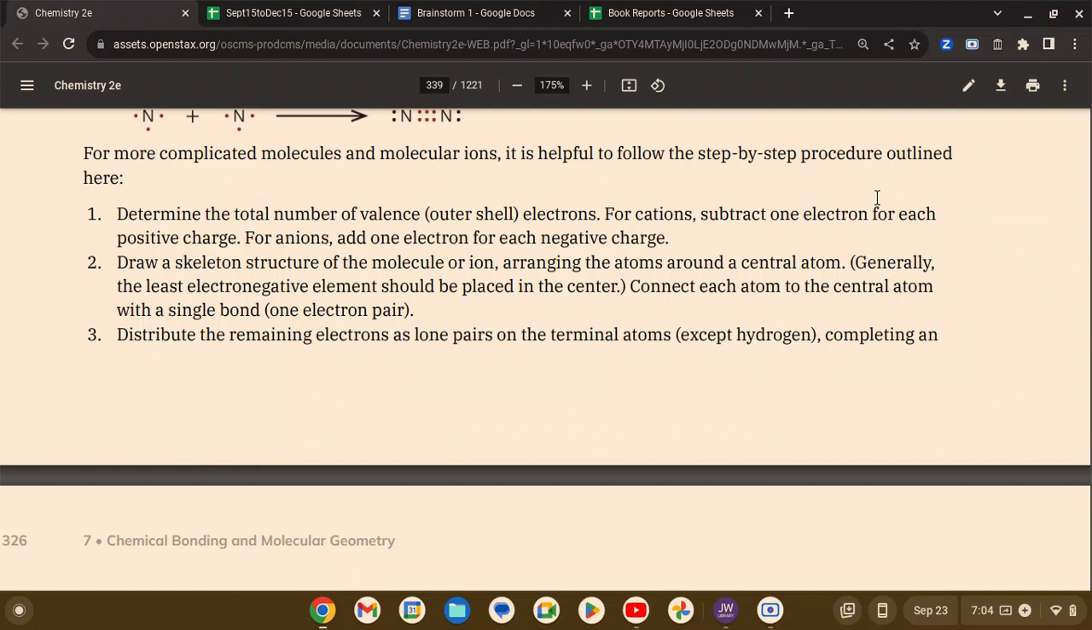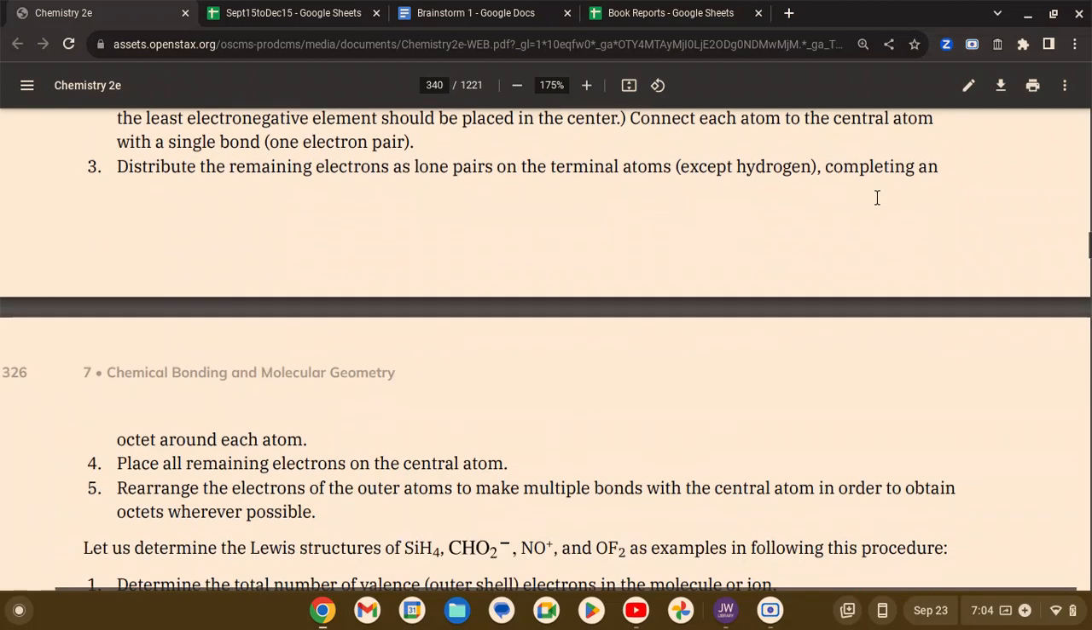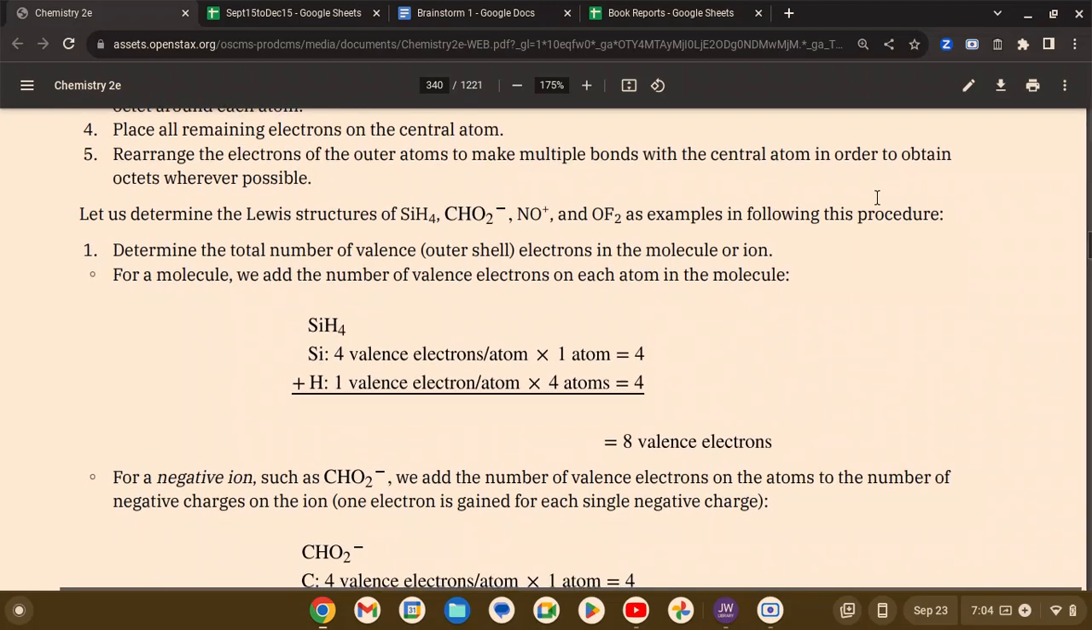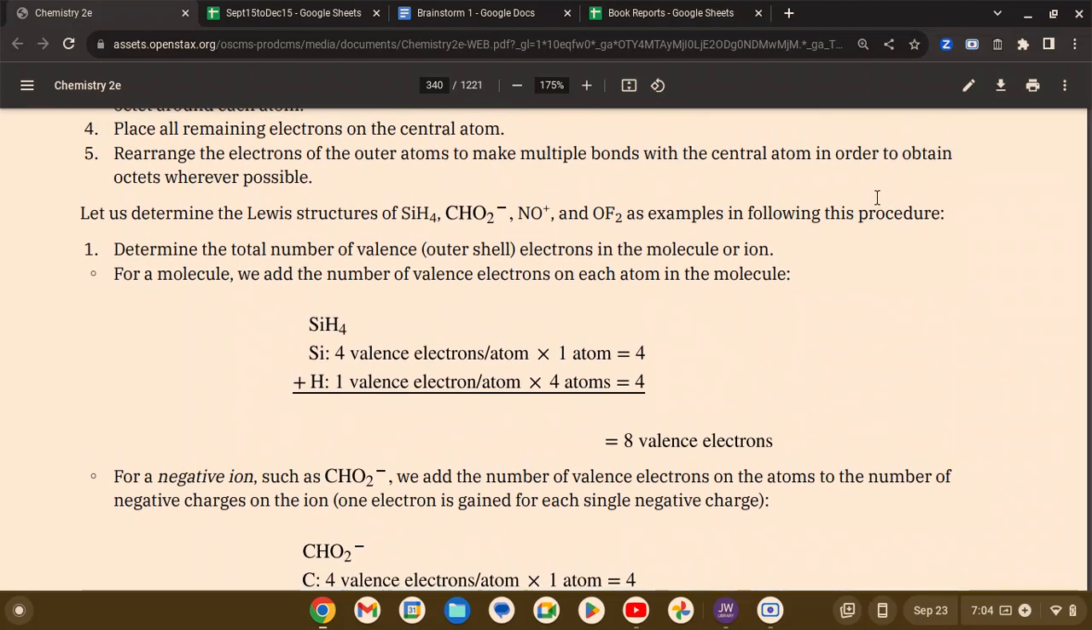2. Draw a skeleton structure for the molecule or ion, arranging the atoms around a central atom. Generally, the least electronegative element should be placed in the center. Connect each atom to the central atom with a single bond. 3. Distribute the remaining electrons as lone pairs on the terminal atoms, completing an octet around each atom. 4. Place all remaining electrons on the central atom. 5. Rearrange the electrons of the outer atoms to make multiple bonds with the central atom in order to obtain octets wherever possible. Let us determine the Lewis structures for silane.